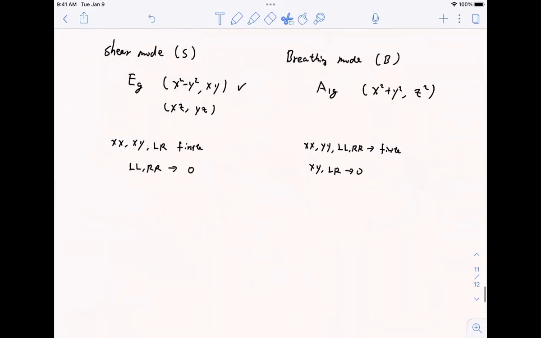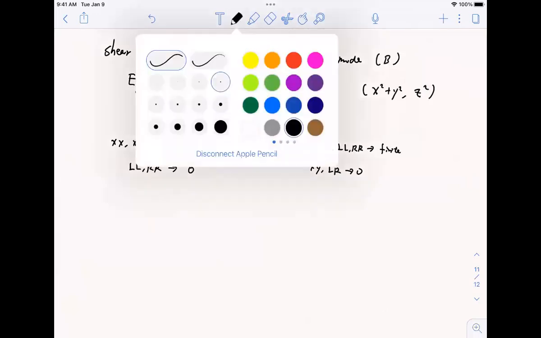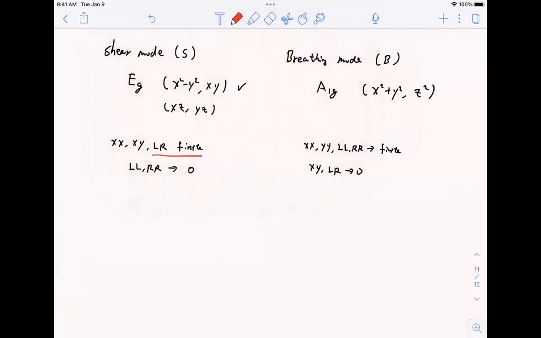Okay, so that means for this one, you're going to only see in left and right. On left and right, let me highlight it. This will be finite. And then this one, this is finite. Okay, and then this one, this is 0, and this is 0. So you can see that they have opposite helicity.